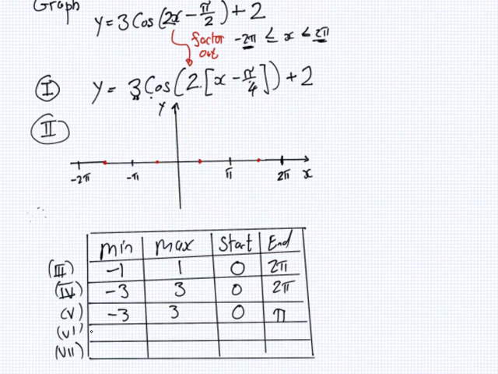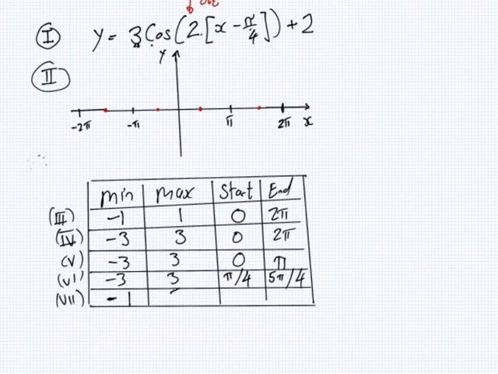So the effect is to start at pi/4 and to finish at 5 pi/4. And lastly, the 2. The 2 is to raise it 2 units. So this will be -1 to 5, and pi/4 to 5 pi/4. Now this is the important result, because using this we can now make our graph.